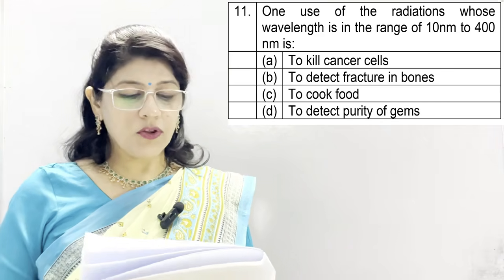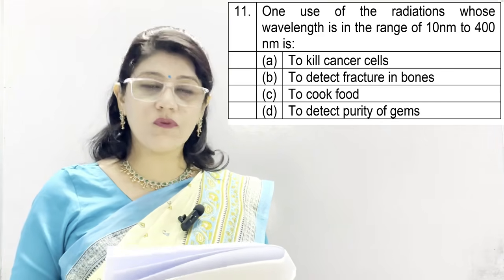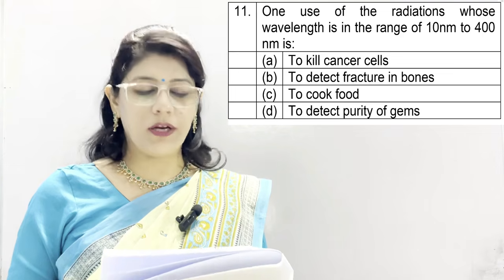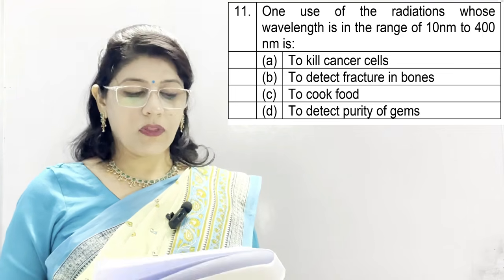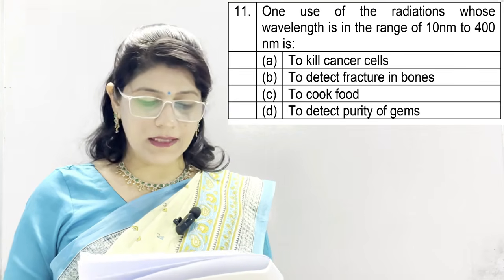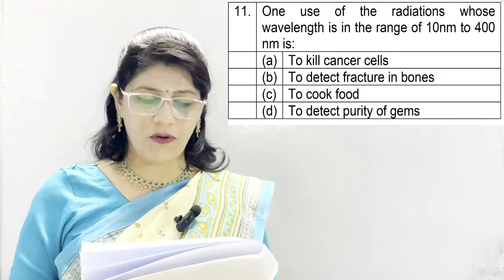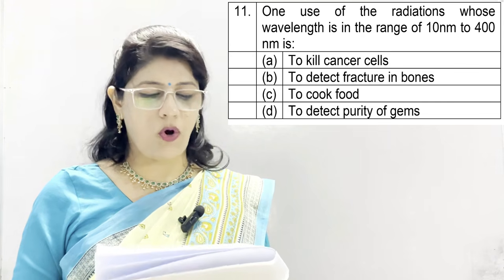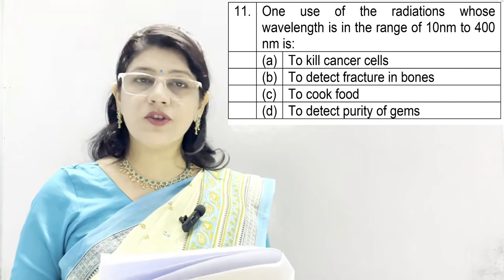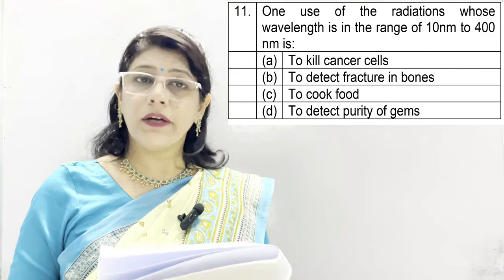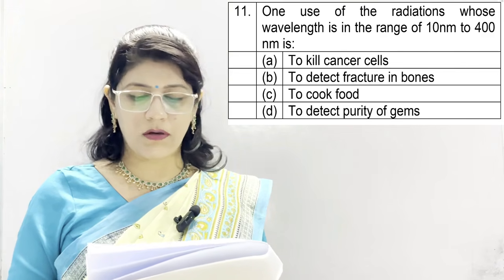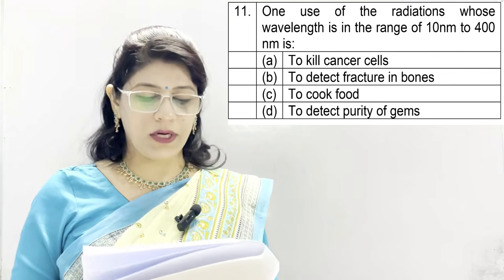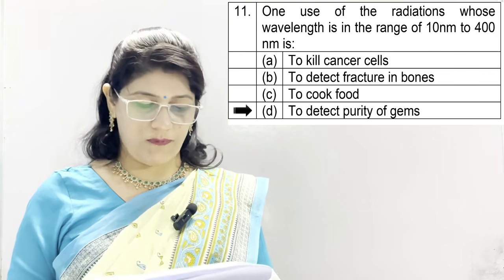Question number 11. The one use of radiation whose wavelength is in the range of 10 nanometer to 400 nanometer is: option A, to kill cancer cells; B, to detect fracture in bones; C, to cook food; and D, to detect purity of gems. And we know the radiations whose wavelength is in the range of 10 nanometer to 400 nanometer are ultraviolet radiation, and their use is option D, to detect purity of gems.